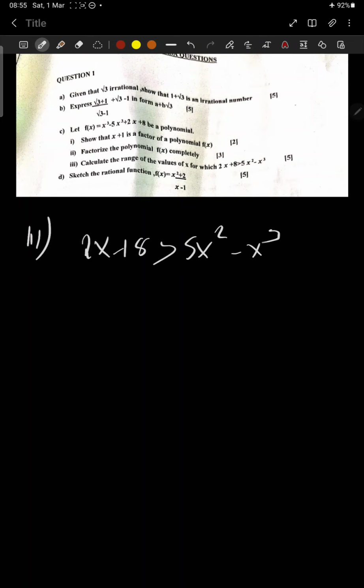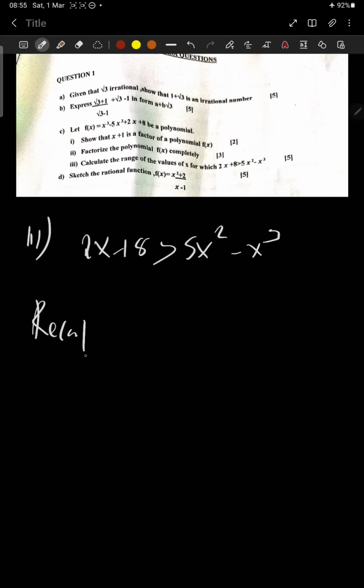So let's continue with part 2 of question 1. All right, so we have part 3 here, which is saying calculate the range of the values of x for which 2x plus 8 is greater than 5x squared minus x cubed.